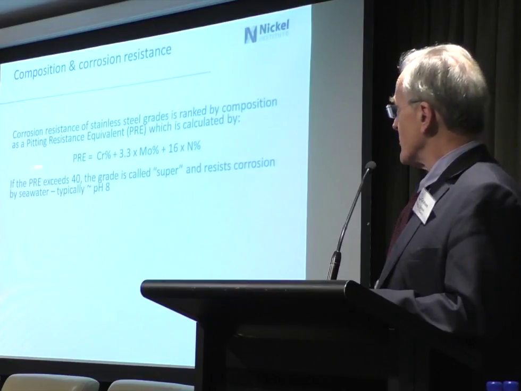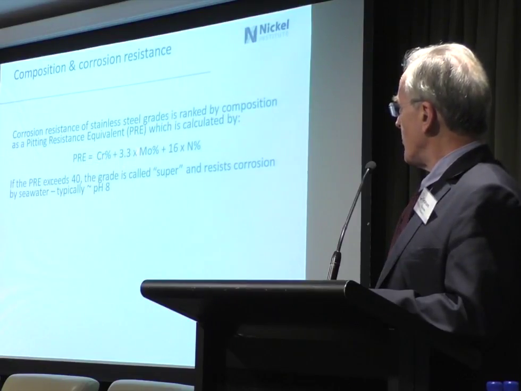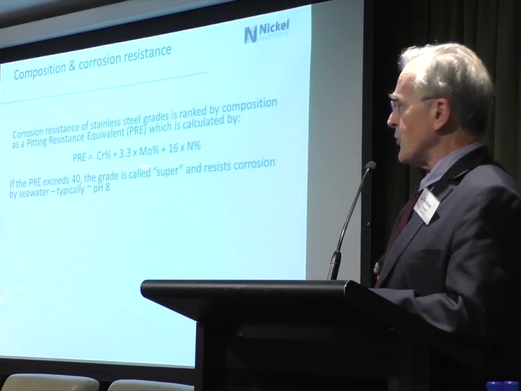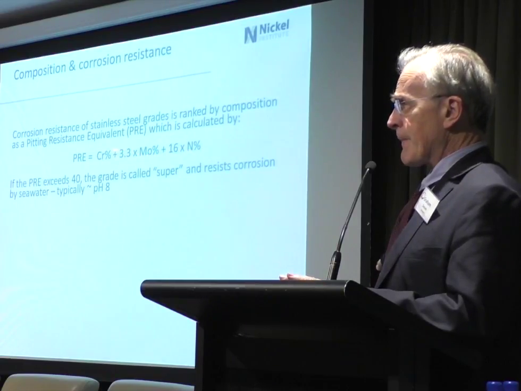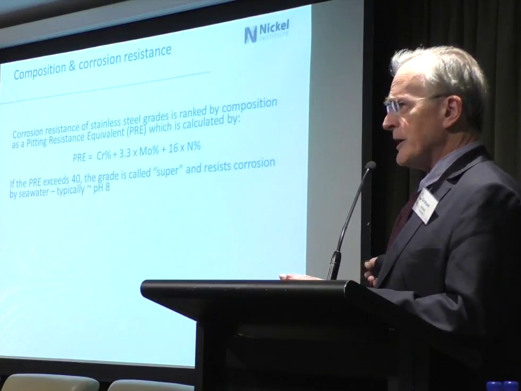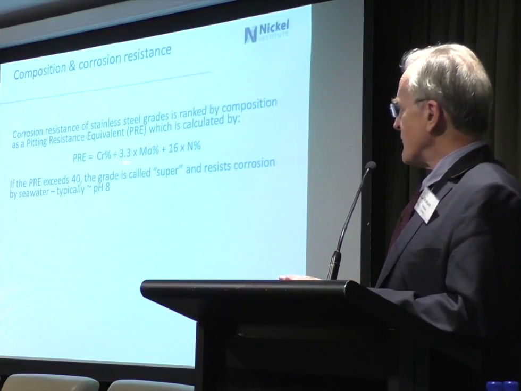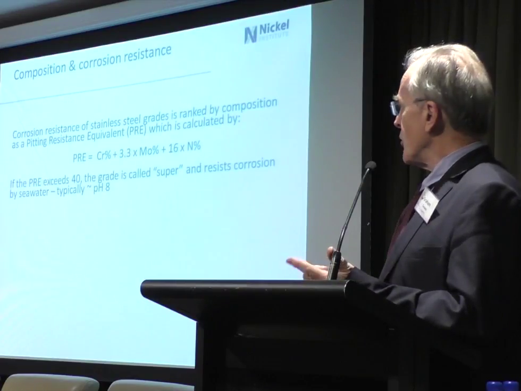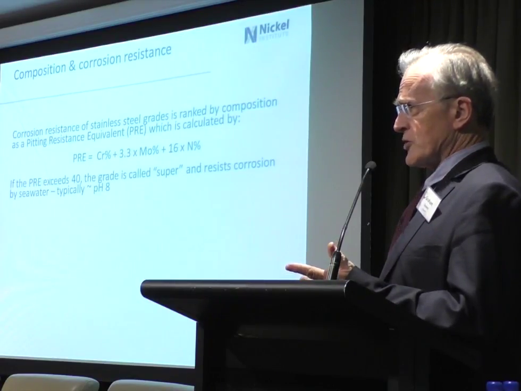Corrosion resistance. Well, I've talked about that. I've said chrome, moly, nitrogen. That gives you corrosion resistance. This gives you a thing called a pitting resistance equivalent. And you may well say, well, okay, how's that worked out? Well, the testing for this is done either in an acidic chloride solution or in a neutral chloride solution.